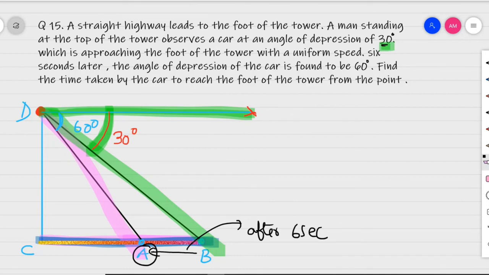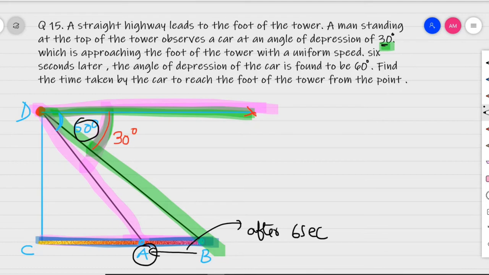Look here. The angle of depression from point A to D, and the horizontal is this line. So this angle is your 60 degrees. This angle is your 60 degrees. This is what is given.